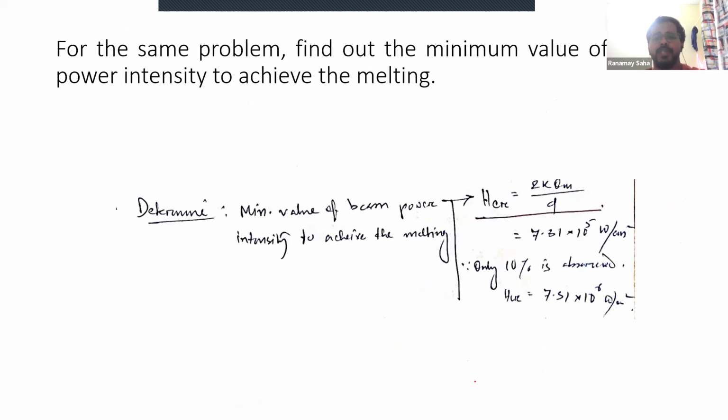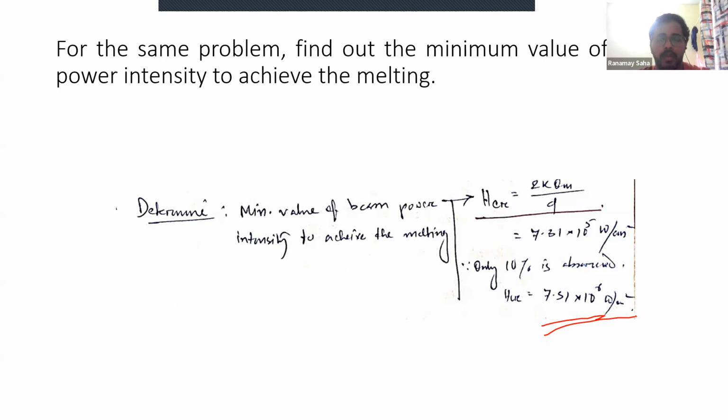You have to find the minimum value of beam power intensity to achieve melting. In the case of laser beam machining, we just found that out. The critical intensity happens to be 2k theta by d. So just plug in all the values of the variables k, theta, and d, similar to our previous problem, and you find the critical heat intensity becomes 7.31 times 10 raised to the power 6 watt per centimeter square.